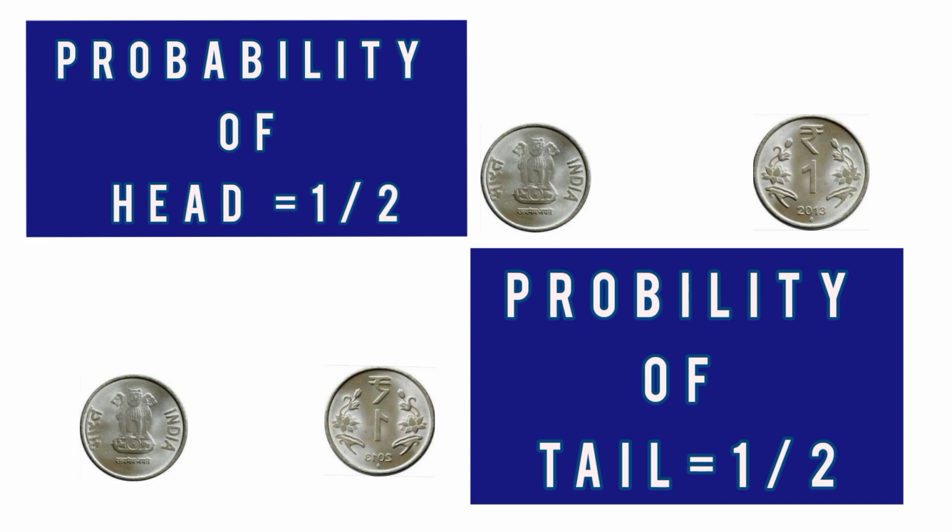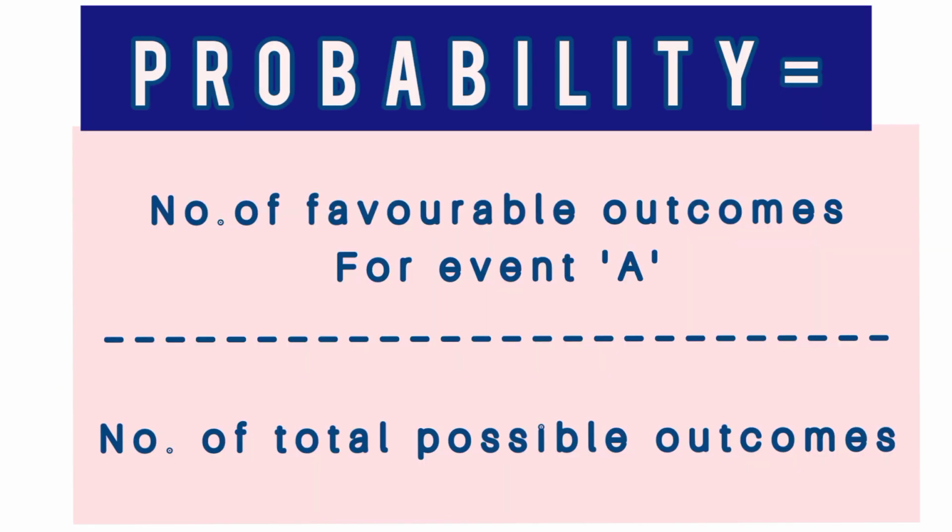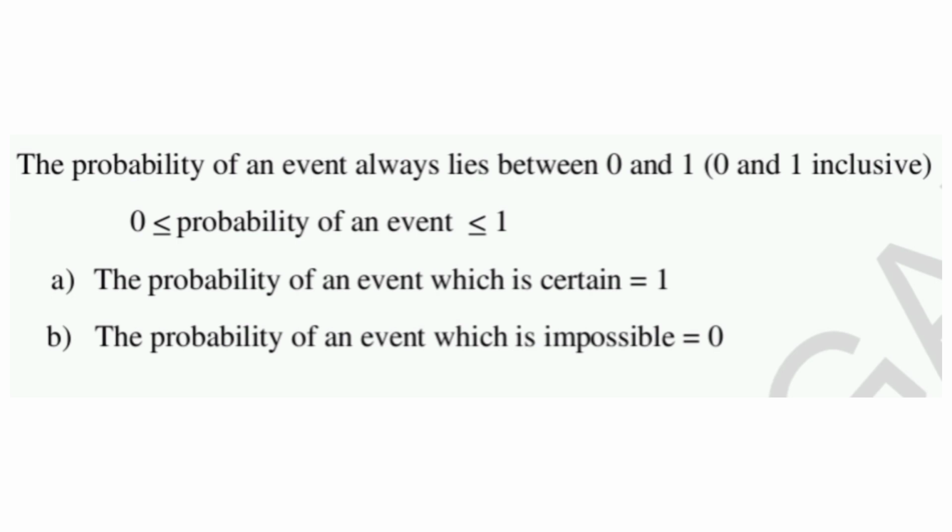Is it clear, students? So the formula for the probability of an event A is equal to the number of favorable outcomes for event A divided by the number of total possible outcomes. There are a few points which we have to note. The probability of an event always lies between 0 and 1, that is, 0 and 1 are inclusive. Okay, that means the probability of an event which is certain is 1 and the probability of an event which is impossible is 0, and all the remaining probabilities will lie between 0 and 1.